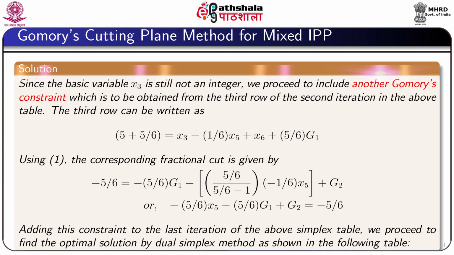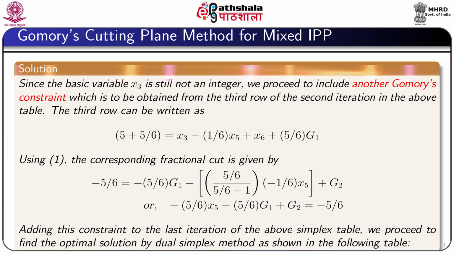And if we simplify it, we get -5/6 x5 - 5/6 g1 + g2 = -5/6. One thing to be noted here is that in constructing the Gomorian constraint here, we consider both negative and positive fractional parts.